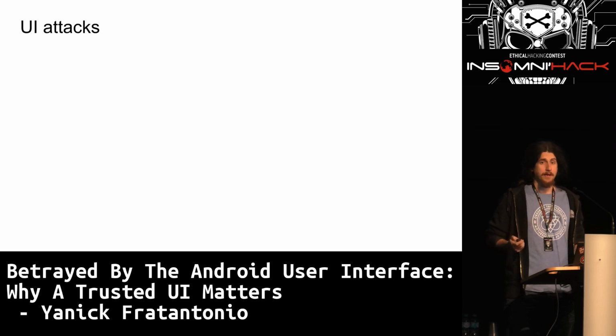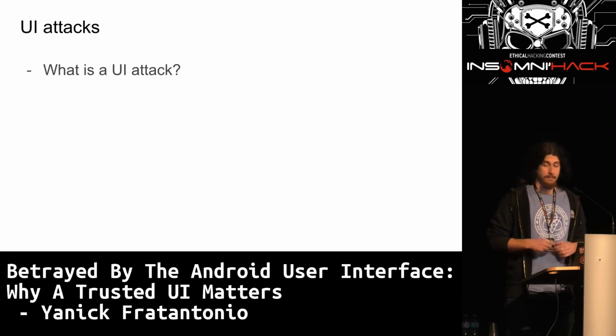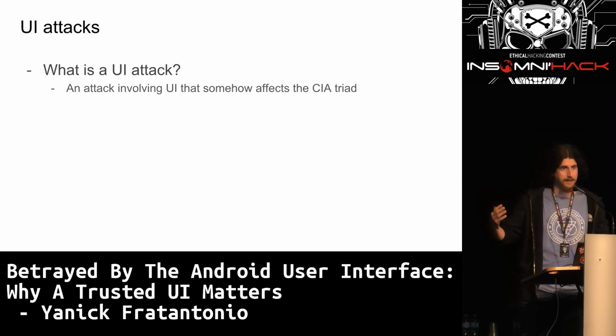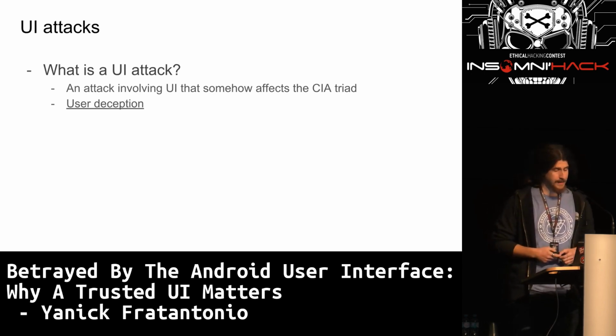So in terms of UI attacks, there are two big categories I'm going to present in a bit, but conceptually, I would like to define what I mean by a UI attack. I mean any attack involving the user interface that somehow compromises or affects confidentiality, integrity, or availability. And usually these attacks are about deceiving the user.